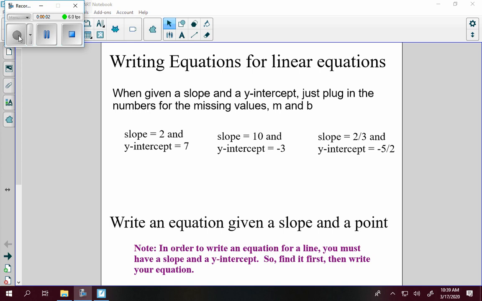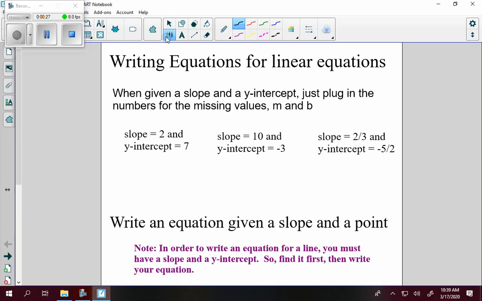All right, now we're going to write equations for linear equations. Linear equations are just equations with no exponents on your variable, so they're going to be straight lines. When given a slope and a y-intercept, we're just going to plug in the numbers for the missing values m and b in our y equals mx plus b format.